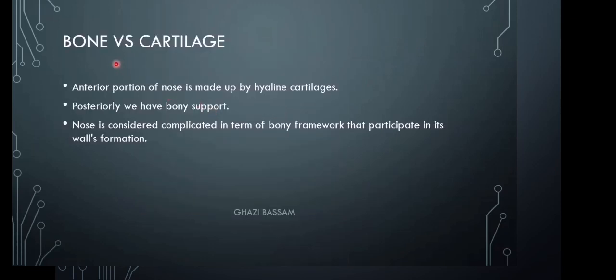The question now: is the nose made from bone or cartilage or both? The answer is both, because the anterior portion of the nose is made up of hyaline cartilage and it is a movable part. Posteriorly, we have bony support. The nose is considered complicated in terms of the bony framework that participates in forming its walls.